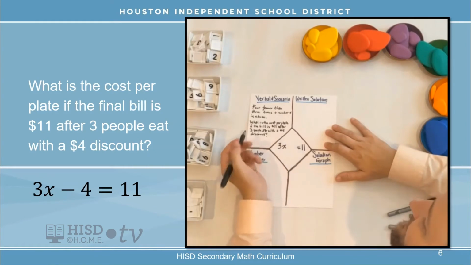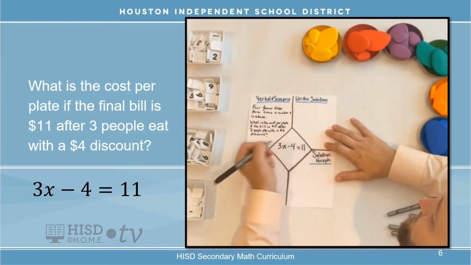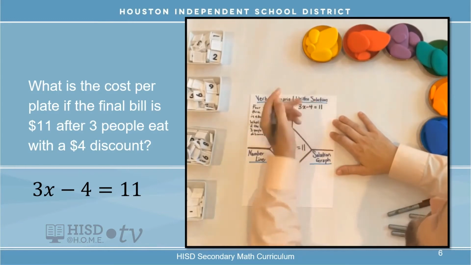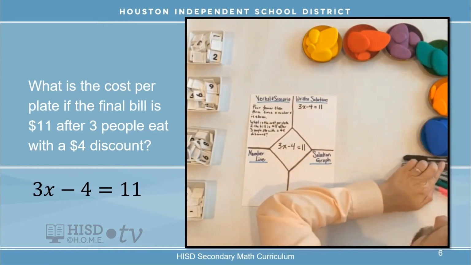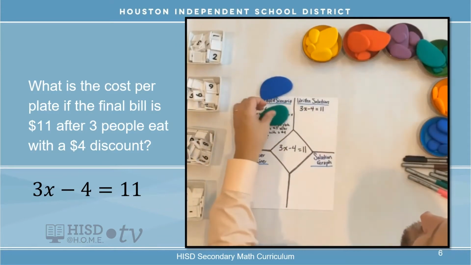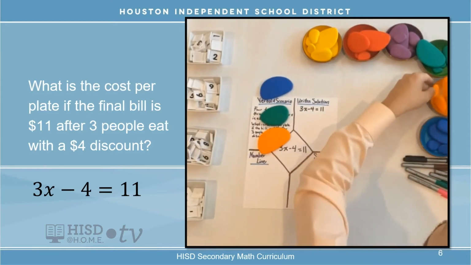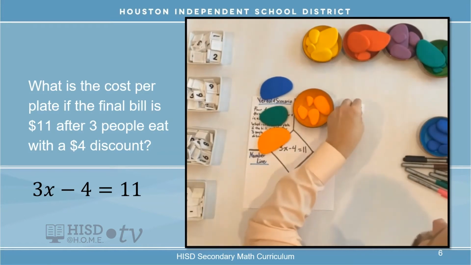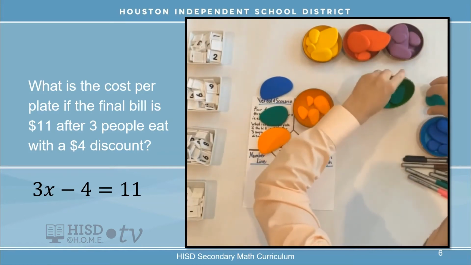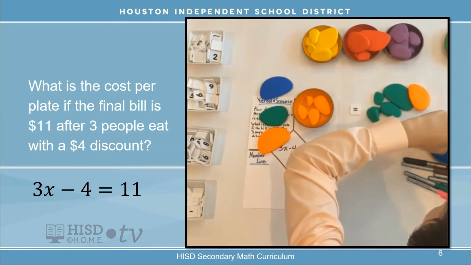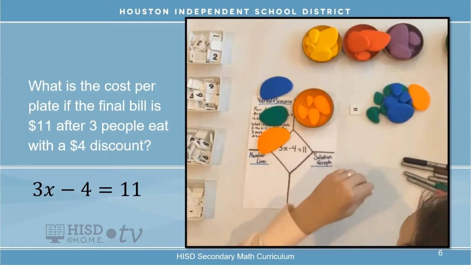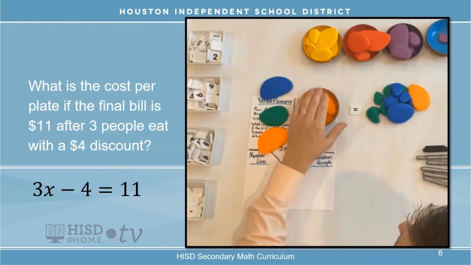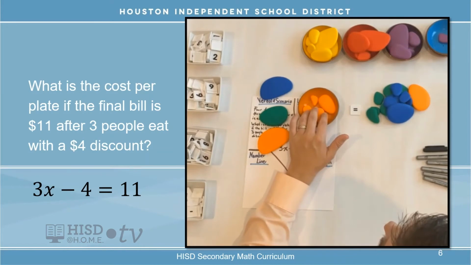So what is the cost per plate if the bill is $11 after 3 people eat with a $4 discount? Great question. So first we'll take 3 stones to represent 3x. To represent subtract 4, we'll place 4 stones in a bowl. The equal sign and then 11 stones will finish the equation we'll solve.